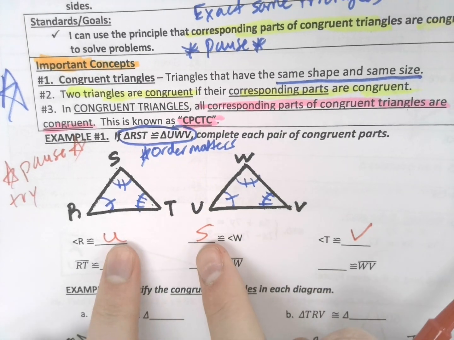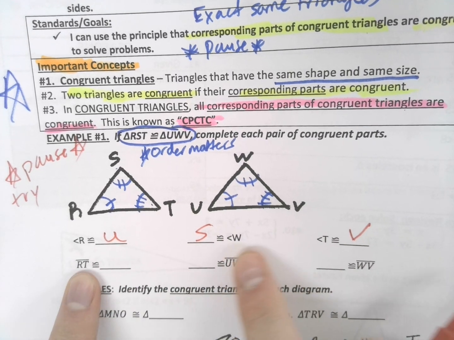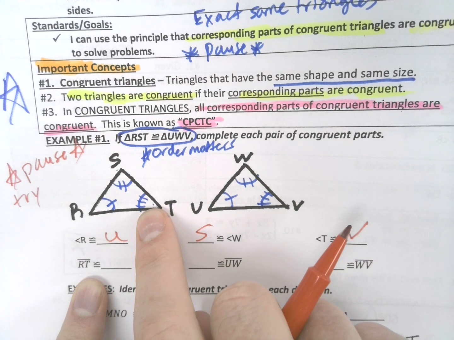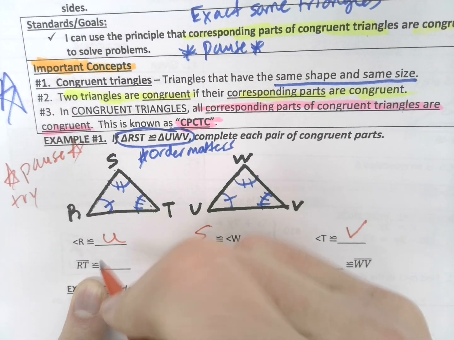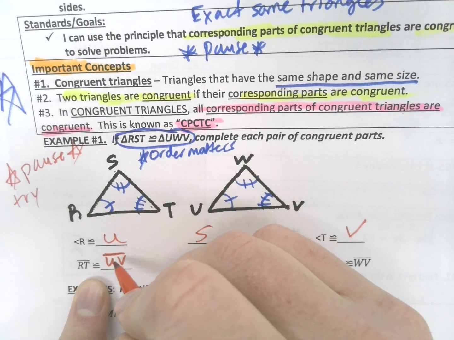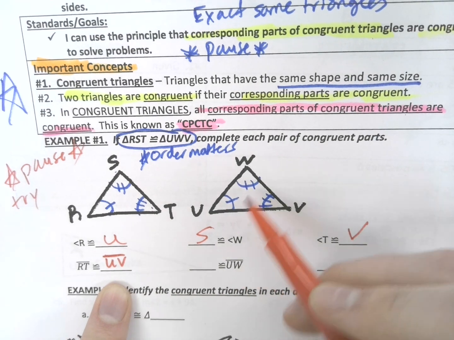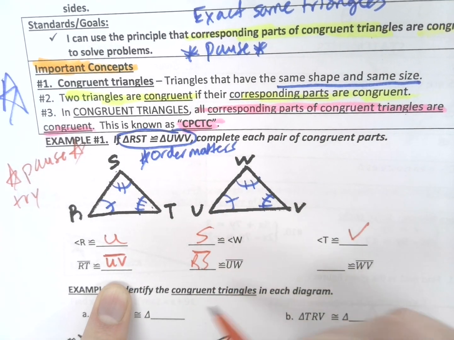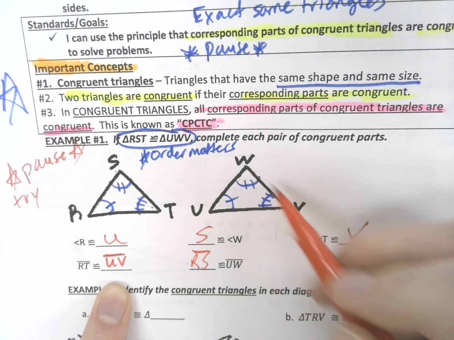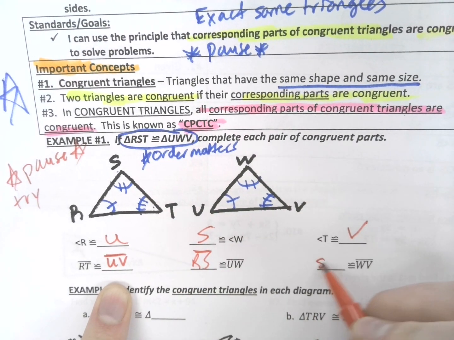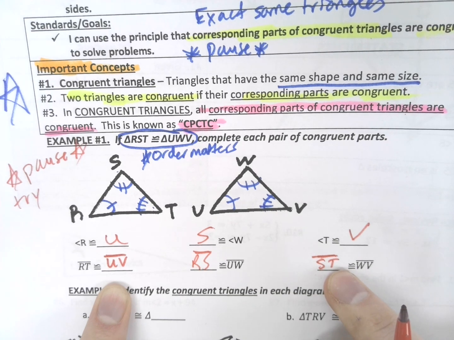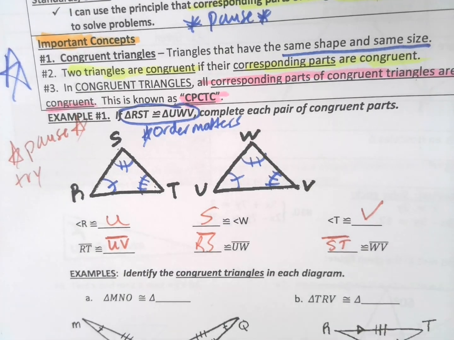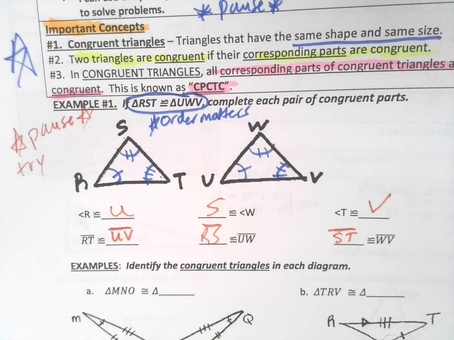I'd say we probably didn't have any issues with these top three. Now, as far as these bottom three, these are line segments. So RT will be congruent to line segment UV. UW is going to be congruent to RS. And WV is going to be congruent to ST. So that's pretty straightforward, guys. I hope that makes sense. If not, you guys can always email me.